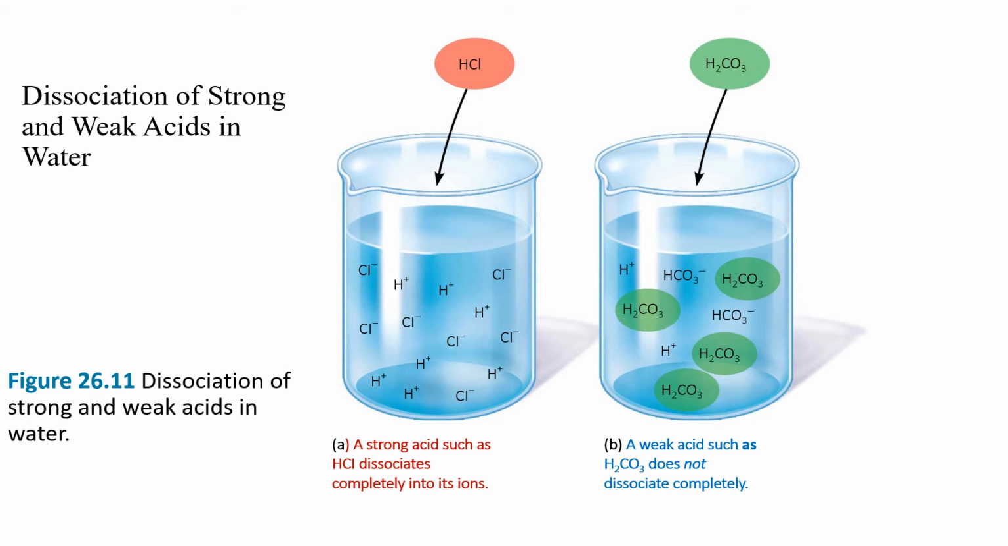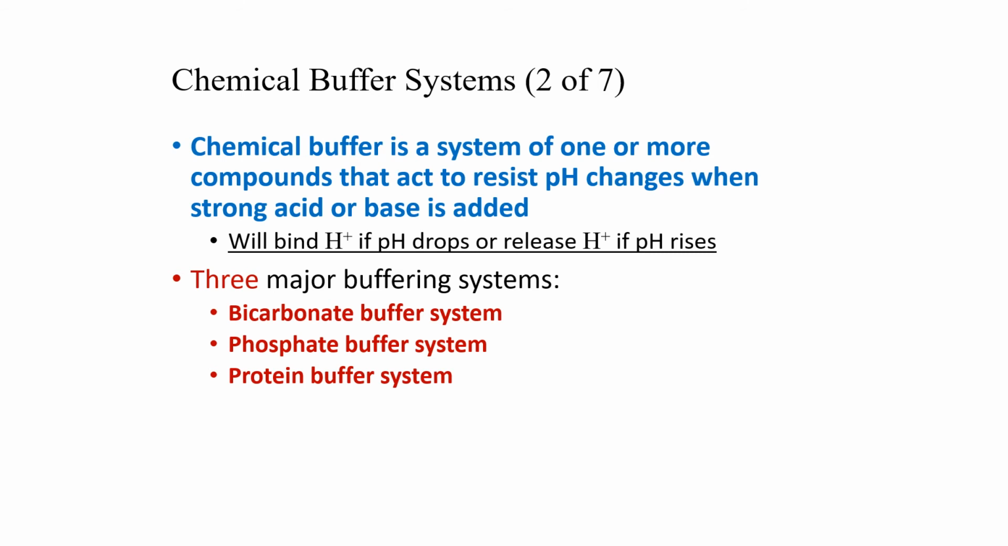So this picture shows you hydrochloric acid, which is a very strong acid, and how it falls apart in water into protons and chlorides. Whereas a weak acid, such as carbonic acid, doesn't dissociate easily in water. And so it is going to buffer how many protons are going to be released into the system. So the big concept: a chemical buffer is a system of one or more compounds that act to resist pH changes when a strong acid or base is added. You got that?